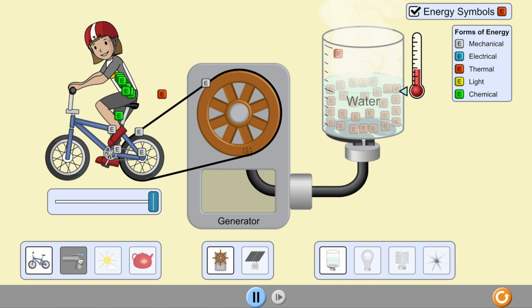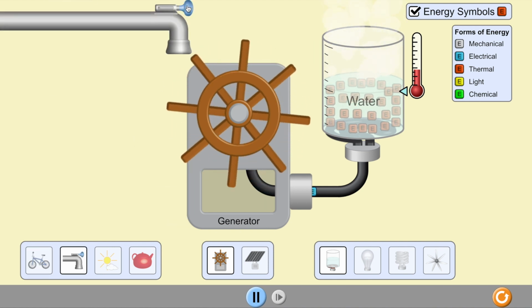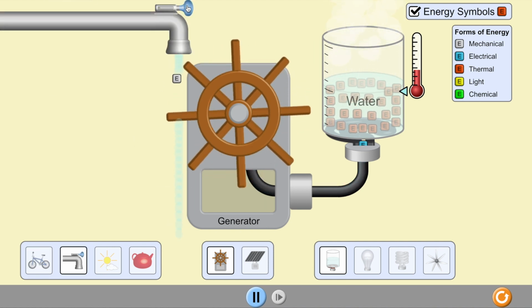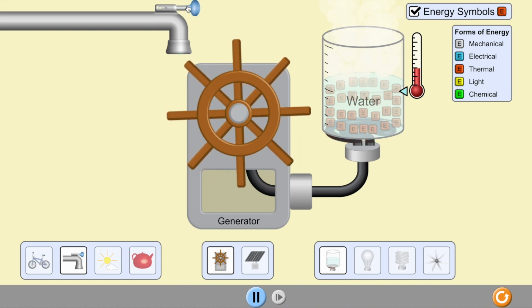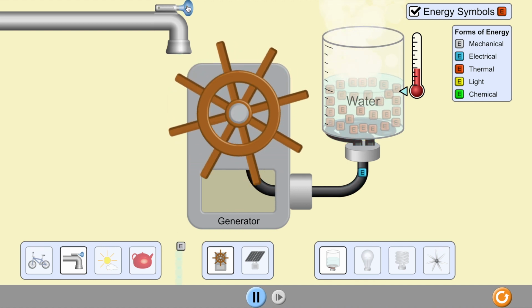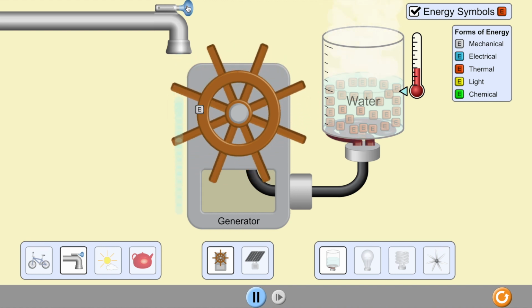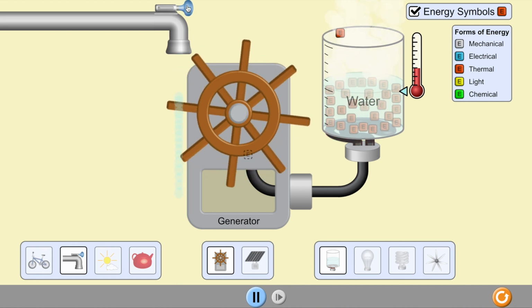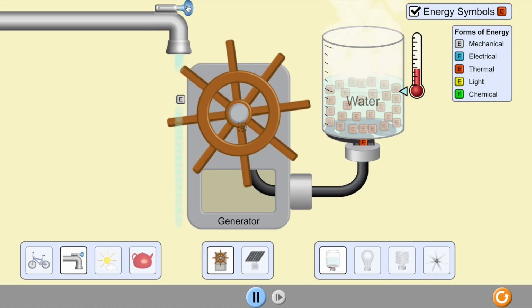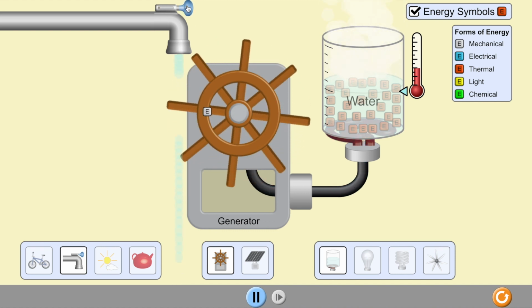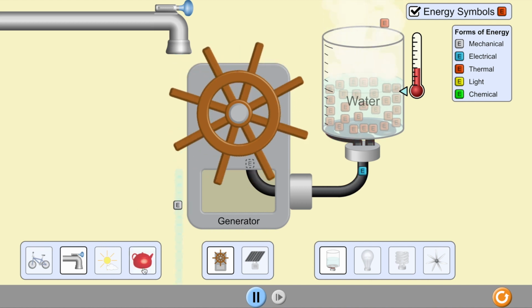We're going to start with the water from the spigot. Water from our spigot is mechanical energy because it is both kinetic energy and gravitational potential energy as it flows down. That's why it's represented with the gray E. That energy is converted into electrical energy in the wire, which is then converted into thermal energy in the water. Now let's examine the energy produced by the kettle.